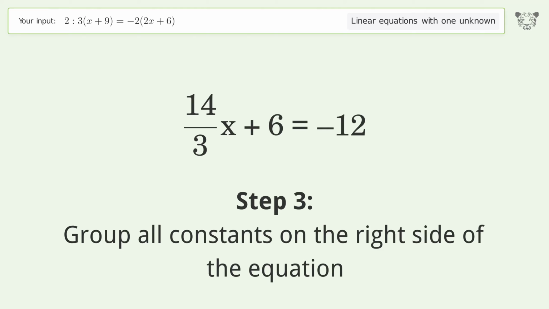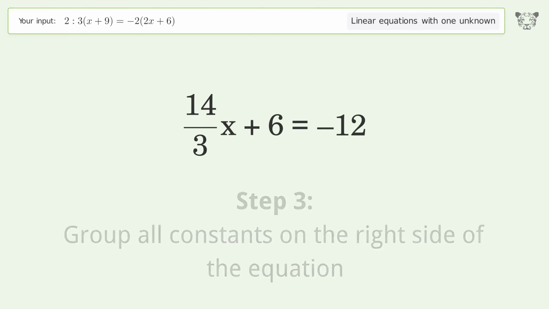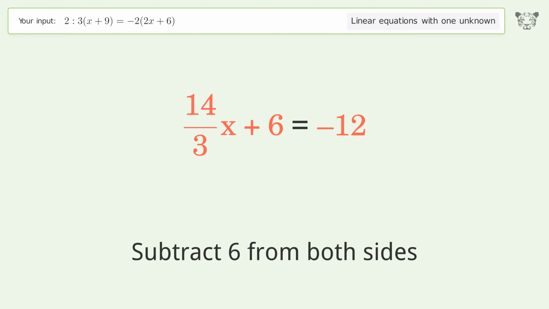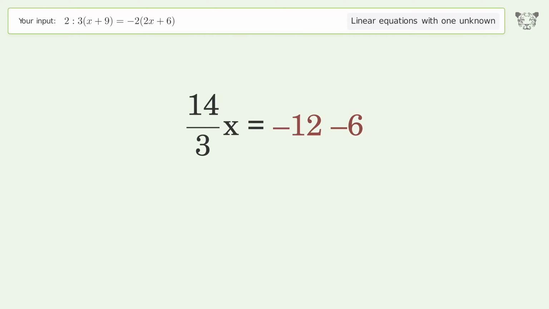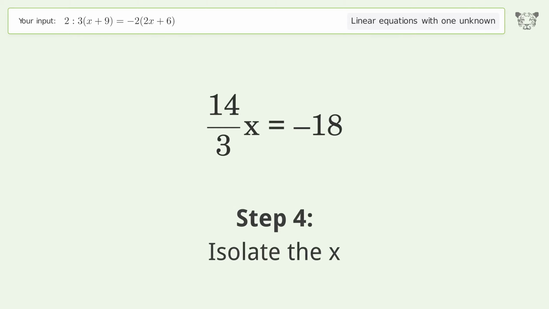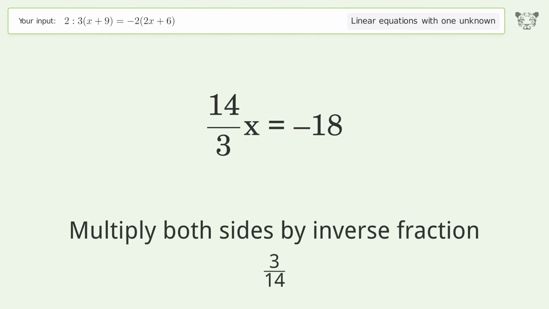Group all constants on the right side of the equation. Subtract 6 from both sides. Simplify the arithmetic. Isolate the x. Multiply both sides by the inverse fraction 3/14.